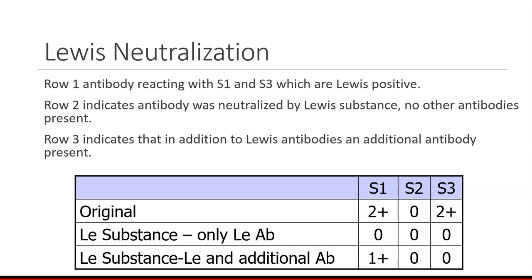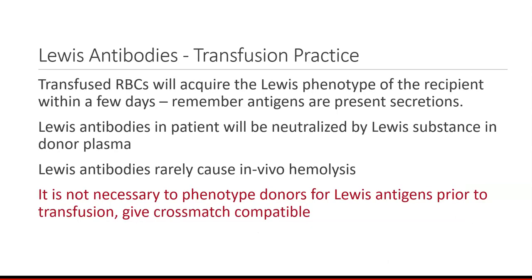How do I know that? Because there are no Lewis antibodies there to react with screen 1. So the presence of a reaction with screen 1 indicates that a second additional antibody is present that you need to go and identify. For transfusion practice, the transfused red cells will acquire the Lewis phenotype of the recipient within a few days.